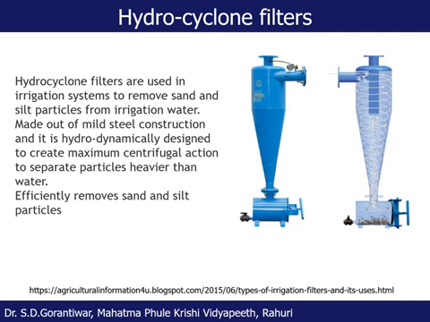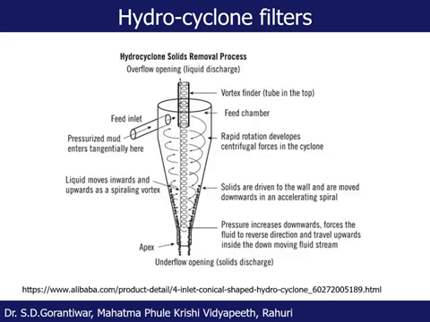It in fact uses centrifugal action, that is, the water with the impurities is made to rotate at high speed, so that the heavier particles will be separated as they strike the wall of the hydrocyclone filter. Those will be collected at the bottom of the hydrocyclone filter, and the impurity-free water will be taken into the outlet. So this is one typical figure of how the process happens.